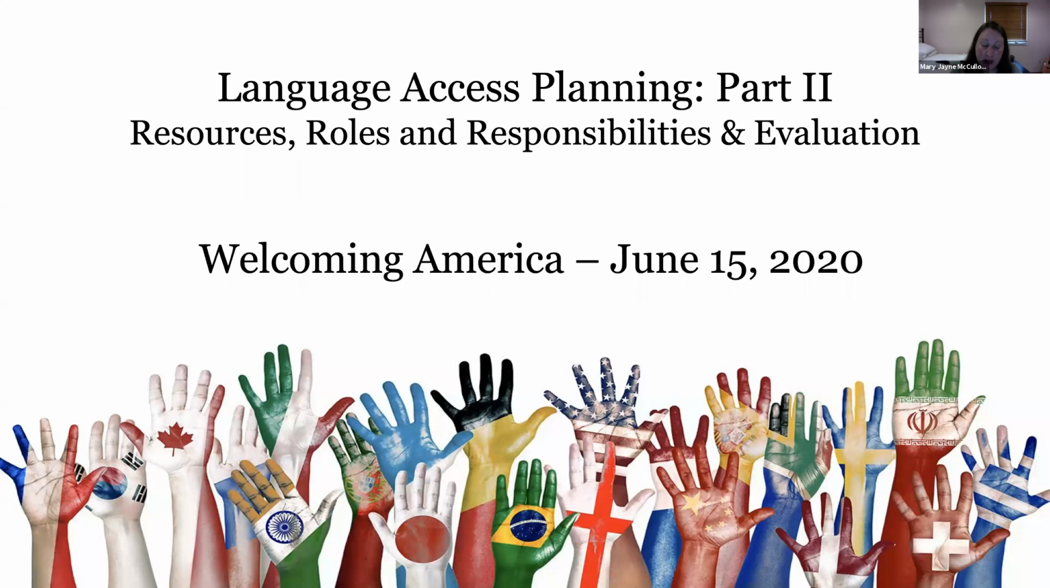Planning. And this one is sort of a second in that series about language access planning. Today we're going to cover resources, rules and responsibilities, and some evaluation strategies that can be applied across government, nonprofit, and private sector organizations. A lot of this is really transferable. There's kind of a Venn diagram where different kinds of service providers meet in the middle, and a lot of the same stuff will apply.